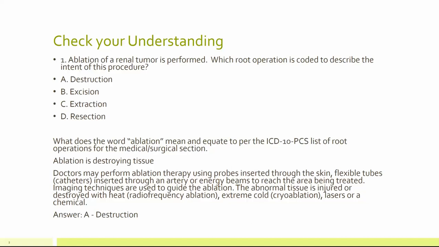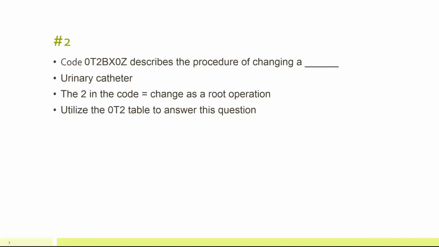For the next question in your textbook, it says code 0T2BX0Z describes the procedure of changing a what? You obviously can go to the 0T2 table, and you note that that relates to the root operation of change. And if you look at the various values for the rest of the parts of that code, you find that the right answer would be urinary catheter or drainage device. You do need to use the 0T2 table in order to be able to answer this particular code, so you need to use your coding manual.